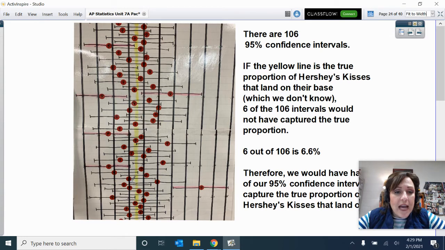So I drew this yellow line in here, and it's a highlighted one because technically we don't know. So technically we don't know.